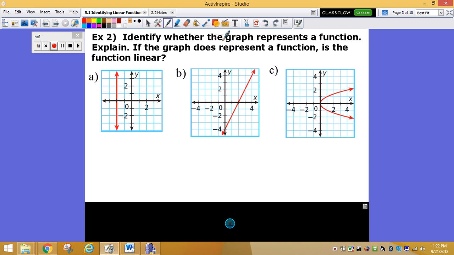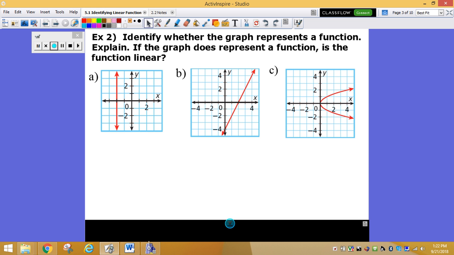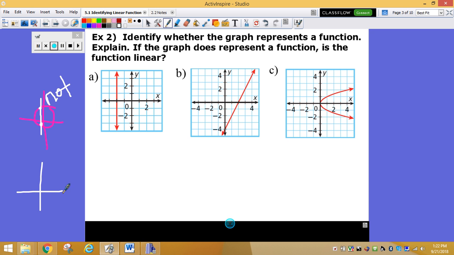Here it says identify if it's a function, and if it is a function, is it linear? So let's go through remembering how to tell if it's a function. If you have a graph, you do something called the vertical line test. So I would draw a vertical line through this graph, and if it touches twice, remember, it is not a function. If I had a graph like this, and I draw a vertical line, if it only touches once, it is a function. So that's your vertical line test.